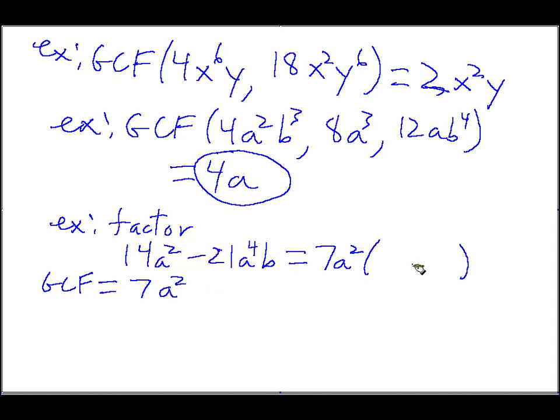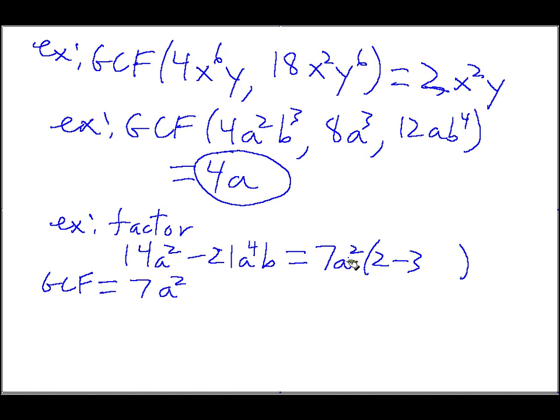So let's figure out what this something is. We figure it out term by term, only two terms here. So we ask ourselves, 7a squared times what will give me back the first term? Well, 7 times 2 will give me 14 back, so it's going to be 2. And how about a squared? Well, I have a squared already, so I'm good. 7a squared times 2 will give me back 14a squared. So 2 is all I need. How about 21a to the 4th b? 7a squared times what will give me 21a to the 4th b? Well, 7 times 3 will give me 21, so minus 3.